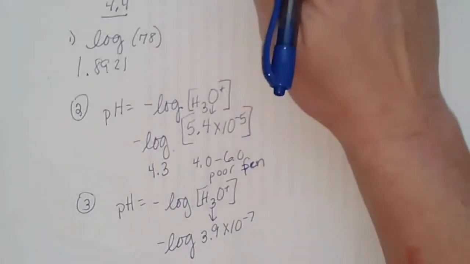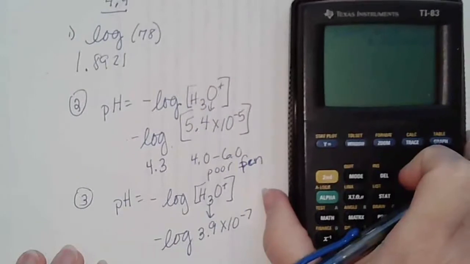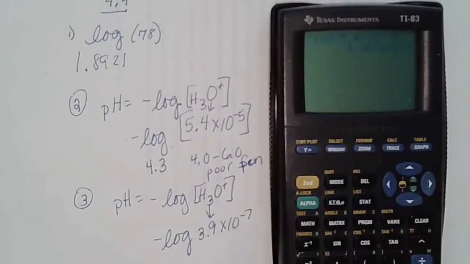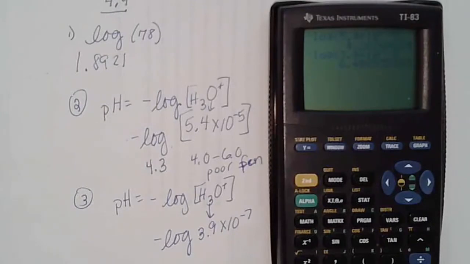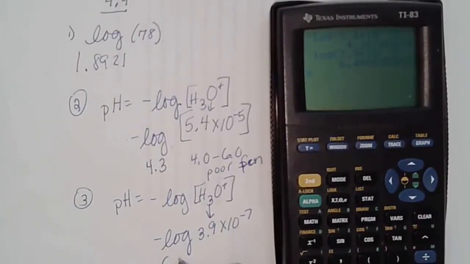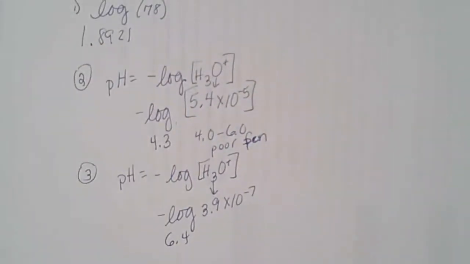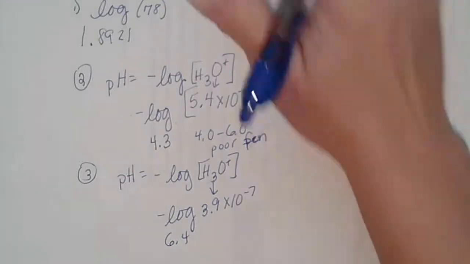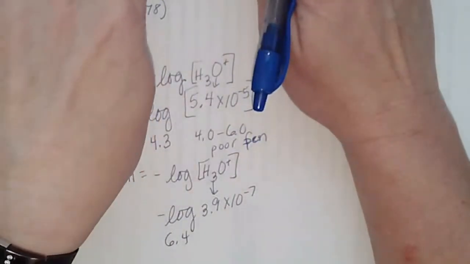And the formula tells us that we've got negative, so hit our negative button, our log, then we type in, and it did bring up its own parentheses, so I won't need to type that in, 3.9 times 10 raised to the negative 7, equals 6.4-ish, approximately 6.4. Then we look at the directions and we see that 6.0 to 7.5, I believe, a rich fen. Yeah, so that one would be rich, and it just falls in that category.